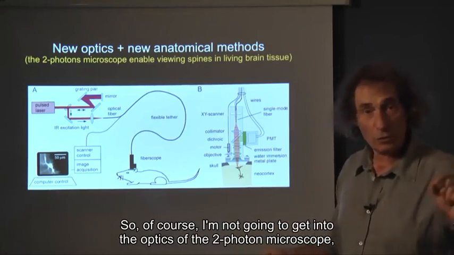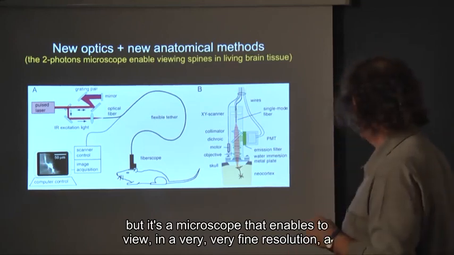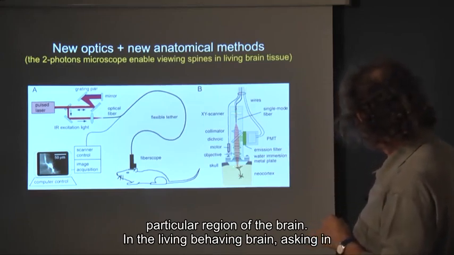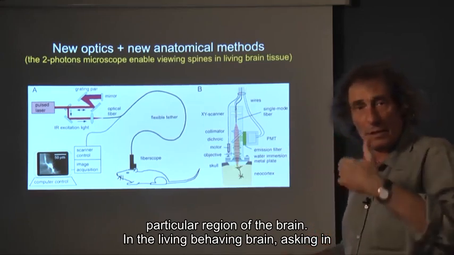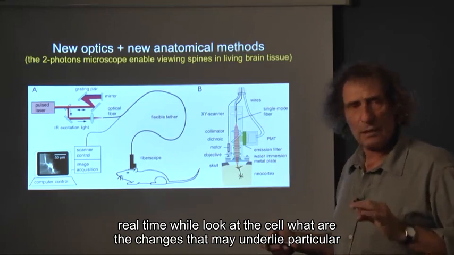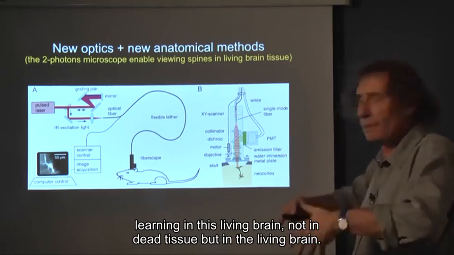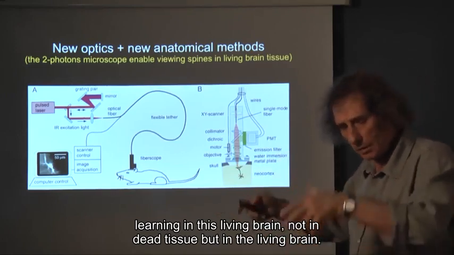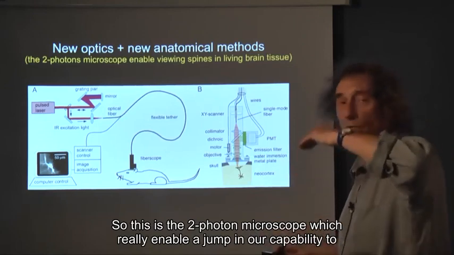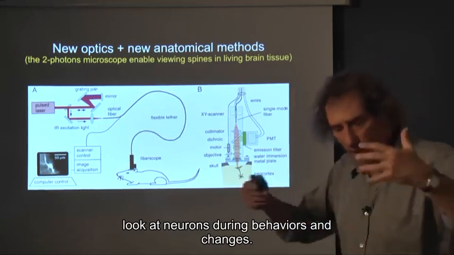So of course, I'm not going to get into the optics of the two-photon microscope, but it's a microscope that enables to view in a very, very fine resolution a particular region of the brain in the living, behaving brain, asking in real time, while you look at the cell, what are the changes that may underlie particular learning in this living brain, not a dead tissue, but in the living brain. So this is the two-photon microscope, which really enable a jump in our capability to look at neurons during behaviors and changes.